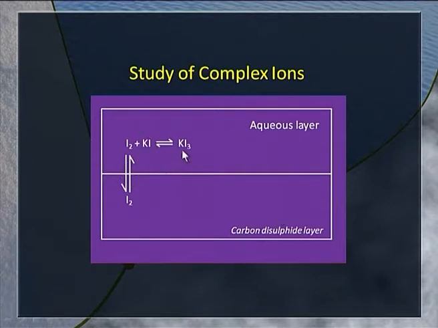In carbon disulfide layer, iodine is present in large concentration. When we shake the two layers, iodine gets distributed between the two layers. If potassium iodide were not there, it would have reached the equilibrium under normal circumstances to give the value of Kd. But since KI is present, iodine will tend to form a complex, say KI3.